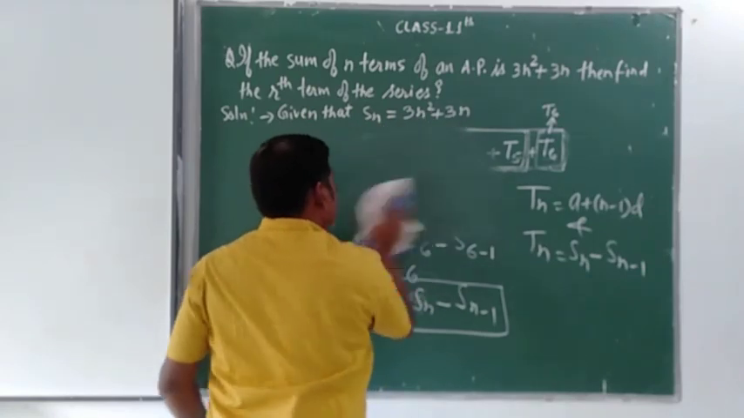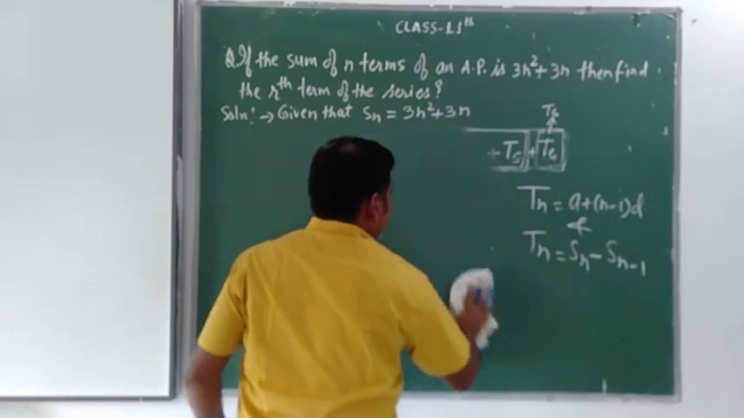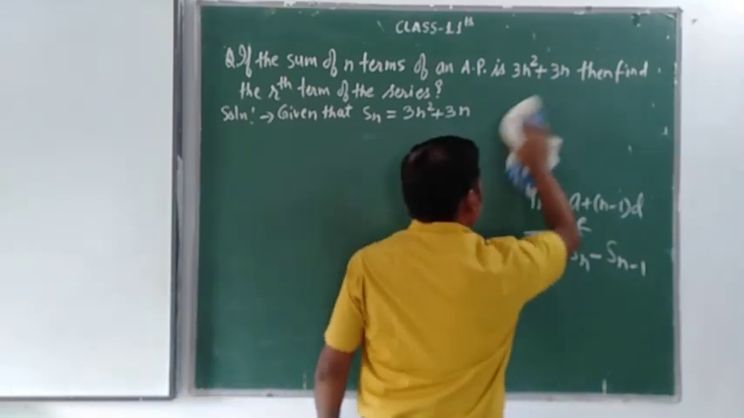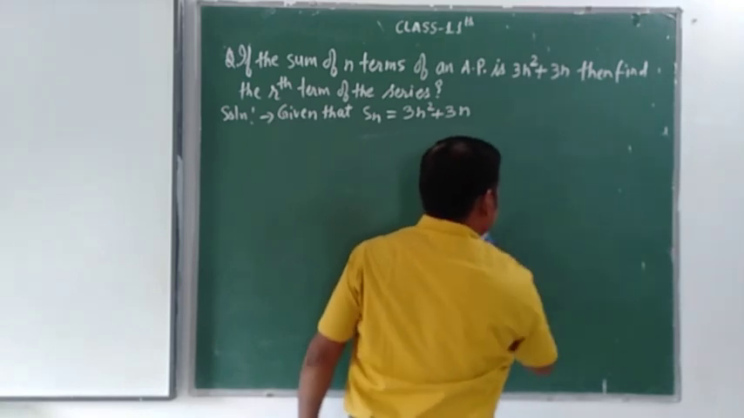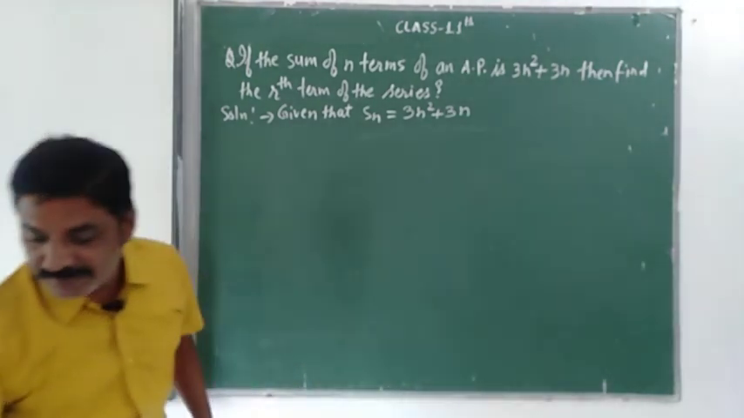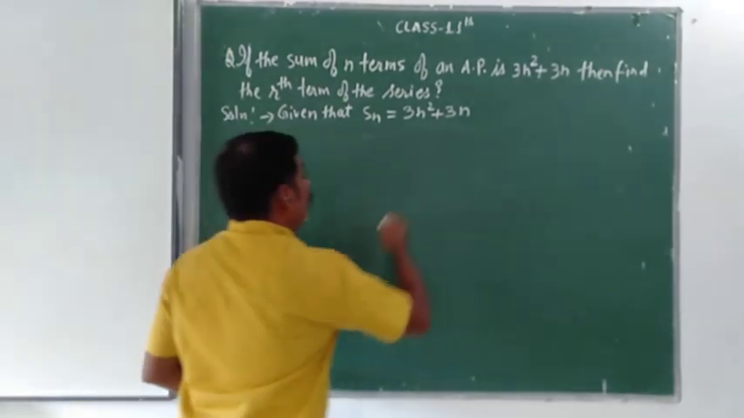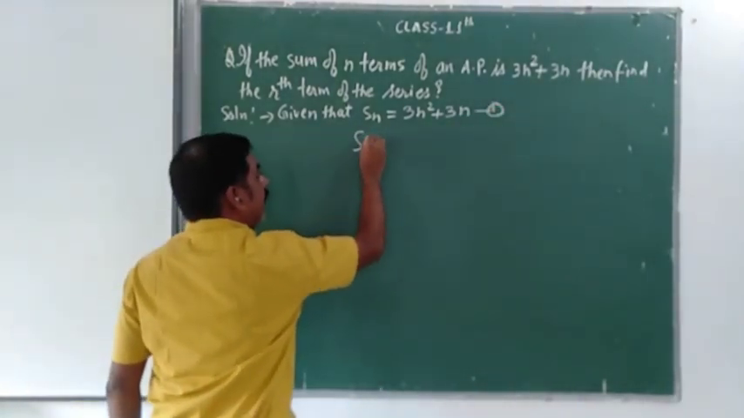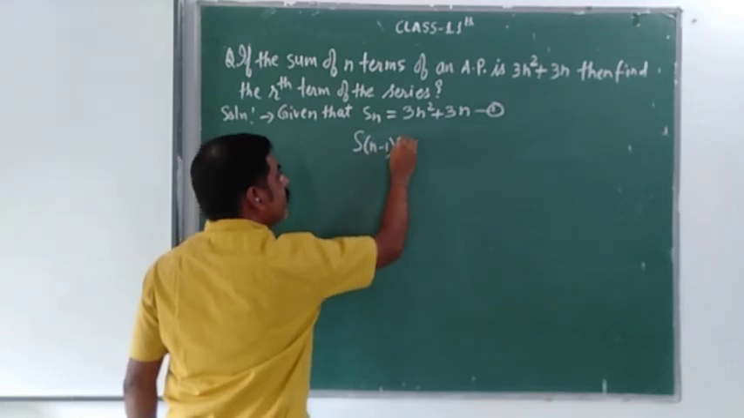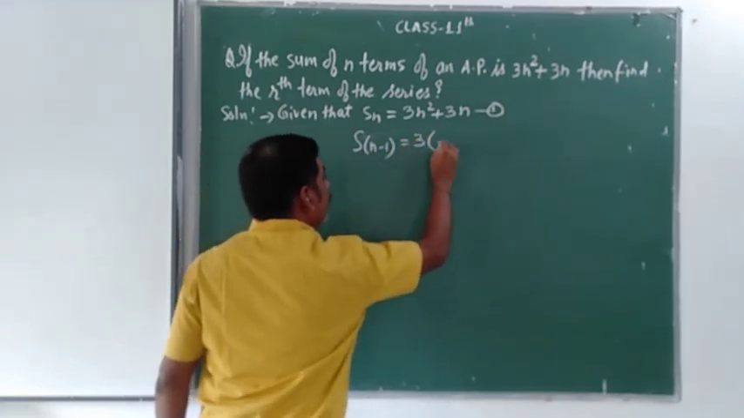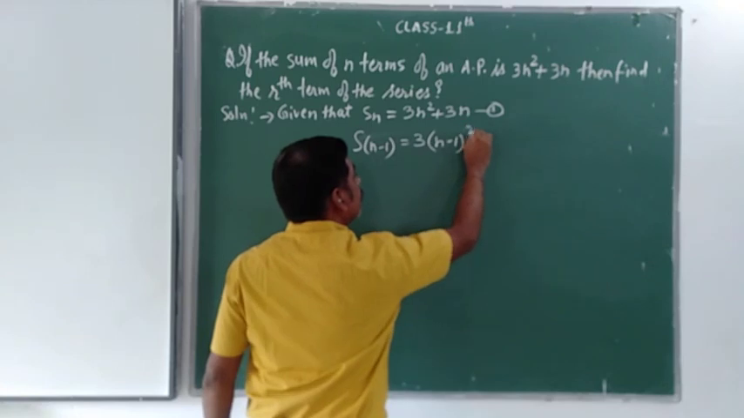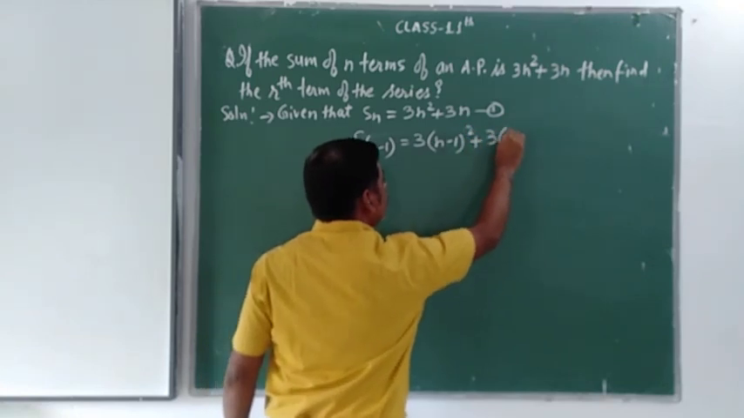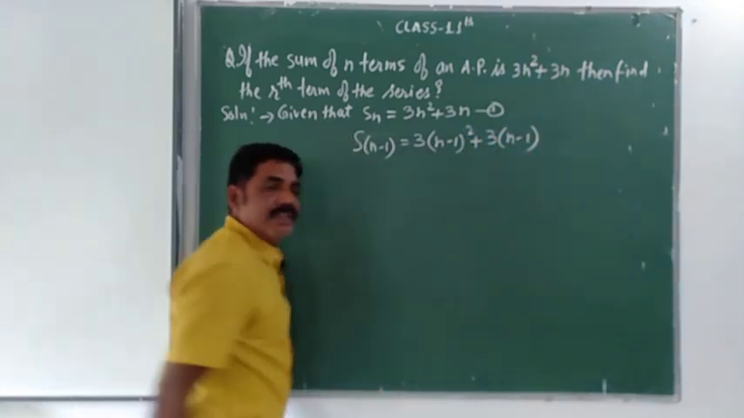So our formula is Tn is equal to Sn minus Sn minus 1. Right? Now we have Sn. This is equation number 1. Put n as n minus 1. Clear?